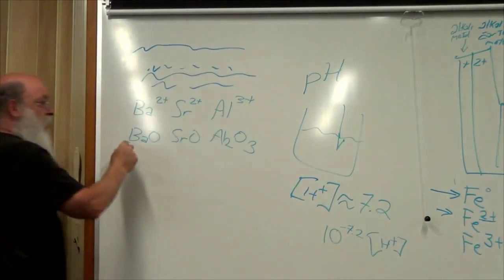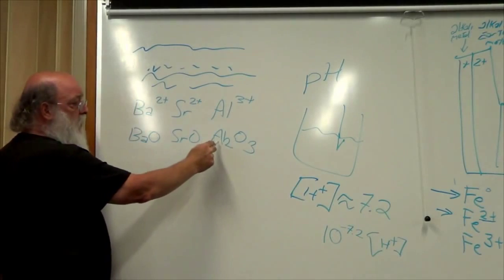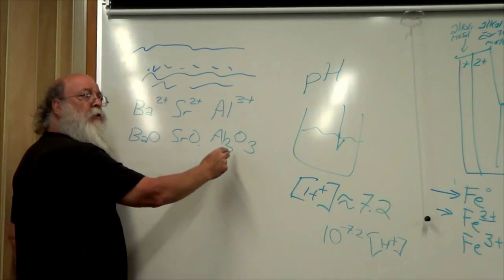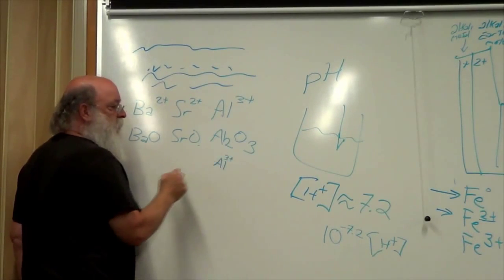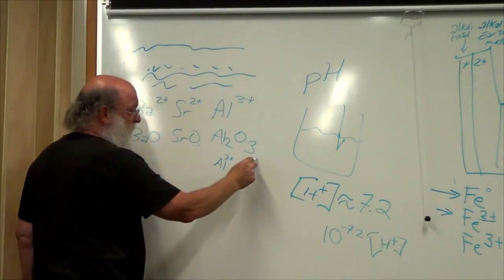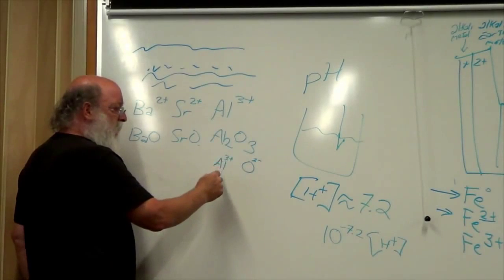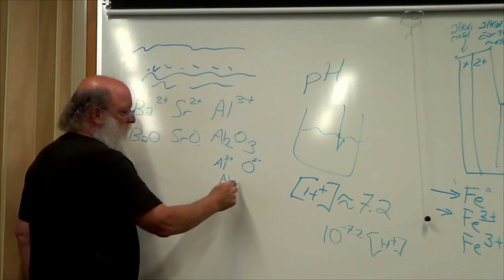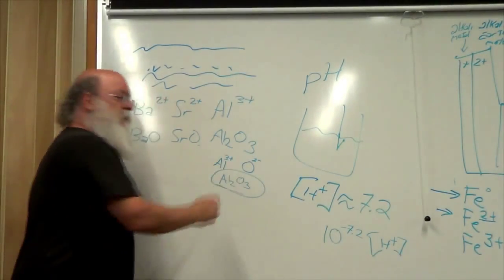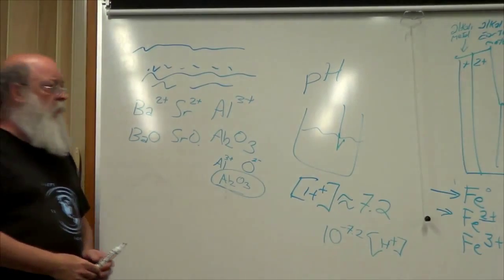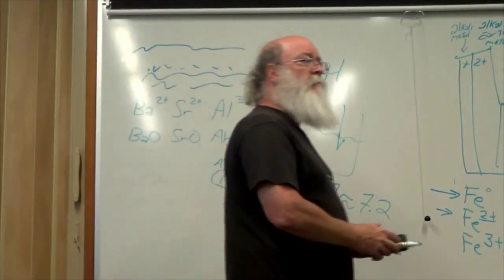So we have barium oxide, strontium oxide, aluminum oxide, but notice aluminum oxide is Al2O3, and that's because the aluminum with its 3+ charge has to be balanced to the oxygen with its -2 charge. And so to get these balanced, that's why we need 2 aluminums and 3 oxygens. And this is called alumina, and that's one of the major components of what they're spraying. So why are these 3 the big bad guys?